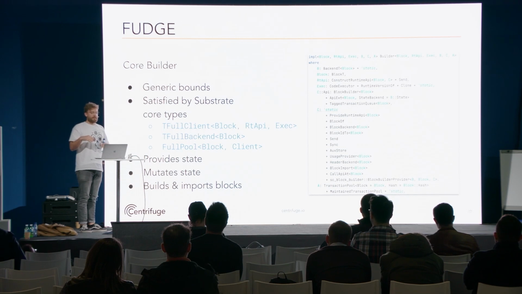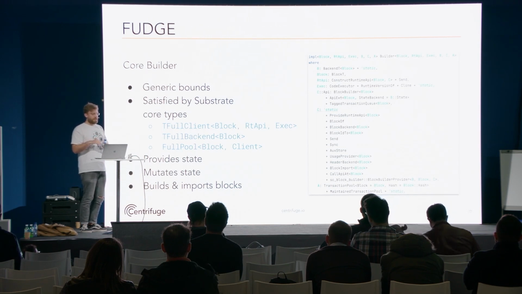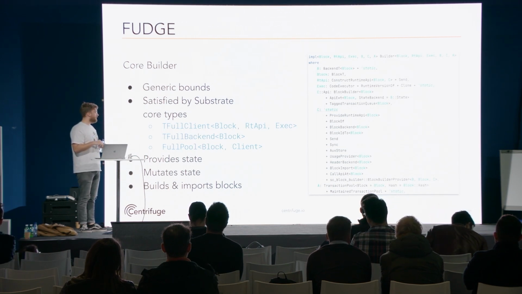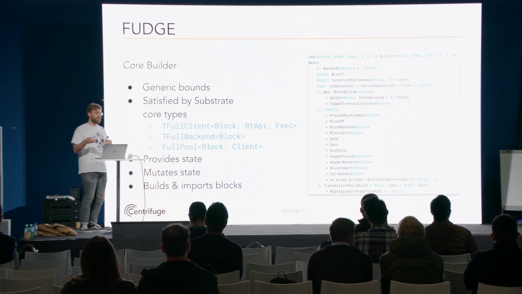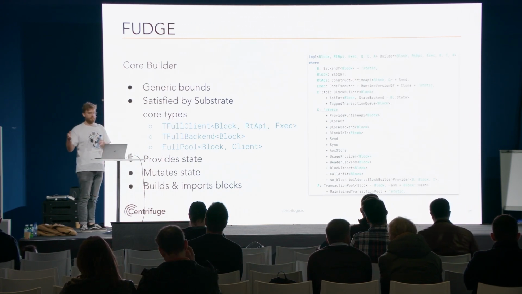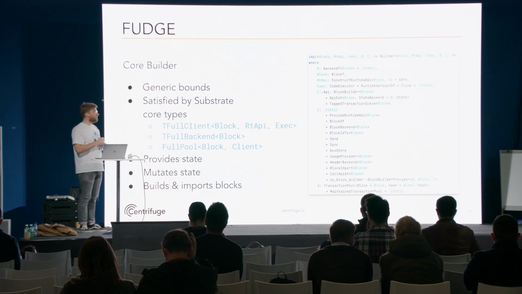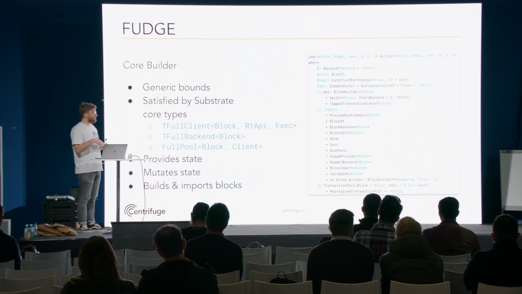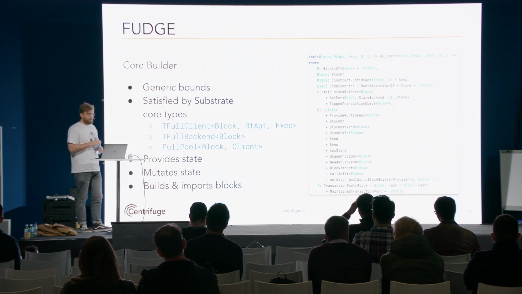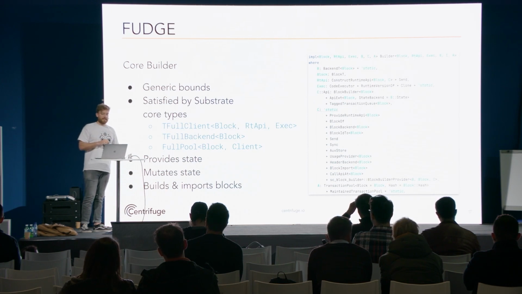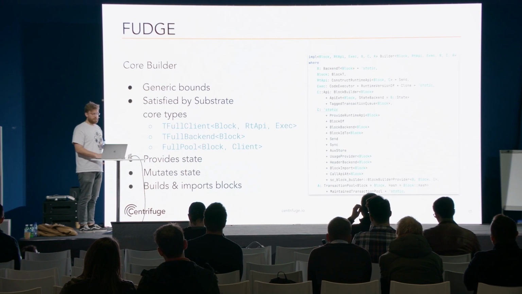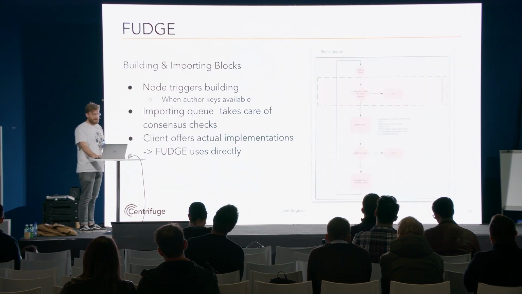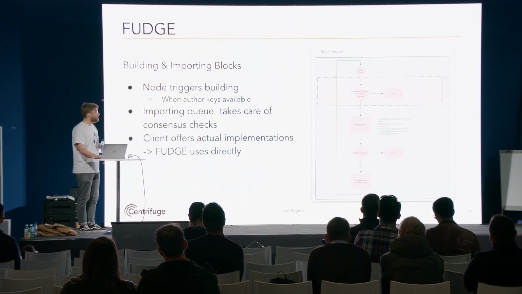And this core builder is then basically taking care of opening up the database at any point in time that we currently have in the database, any state that you have, and then you can execute any code that you want in this externalities provided environment. It takes care of mutating the latest state that is in the database, and it also takes care of building and importing blocks. And how does FUDGE build and import blocks?